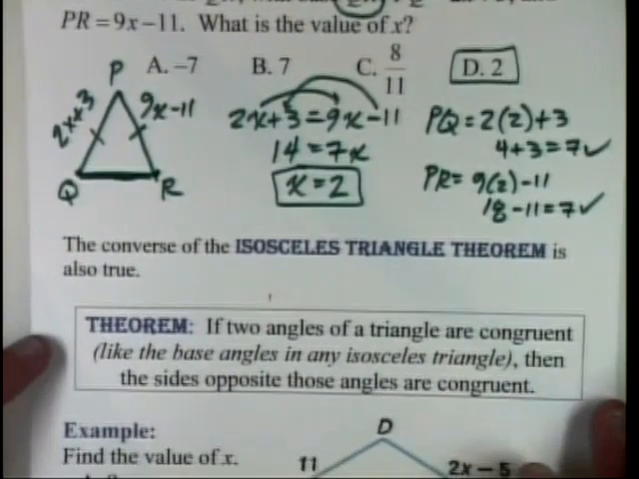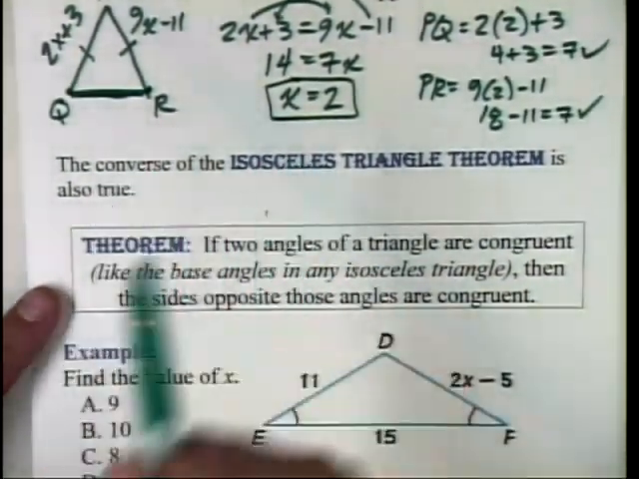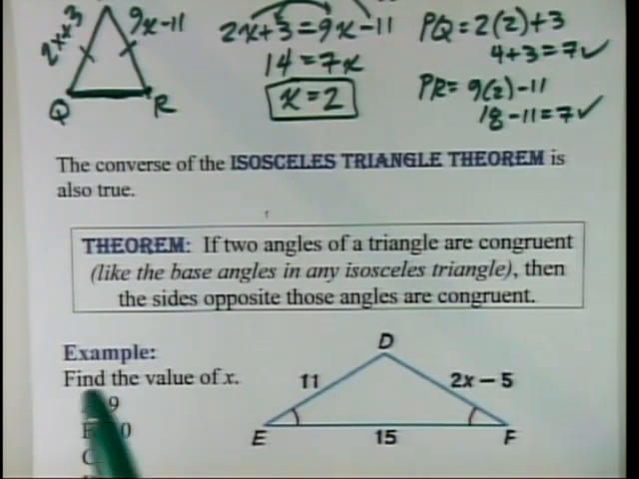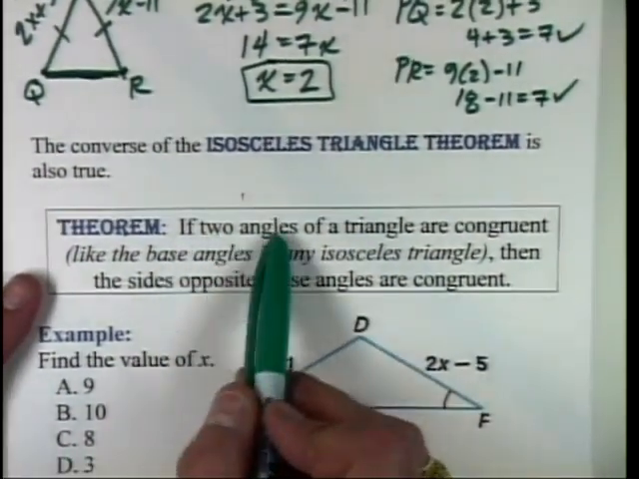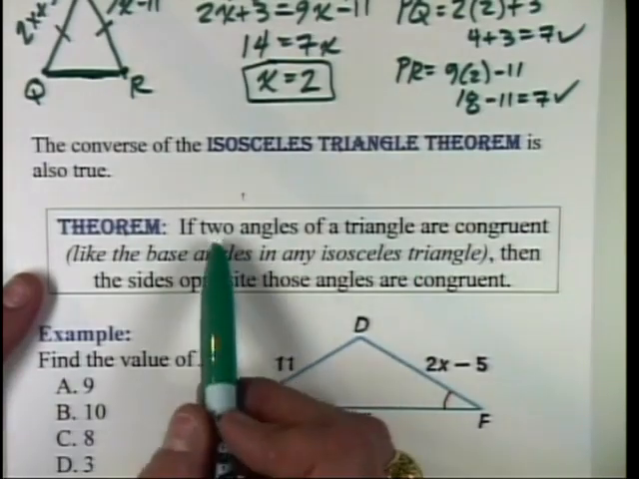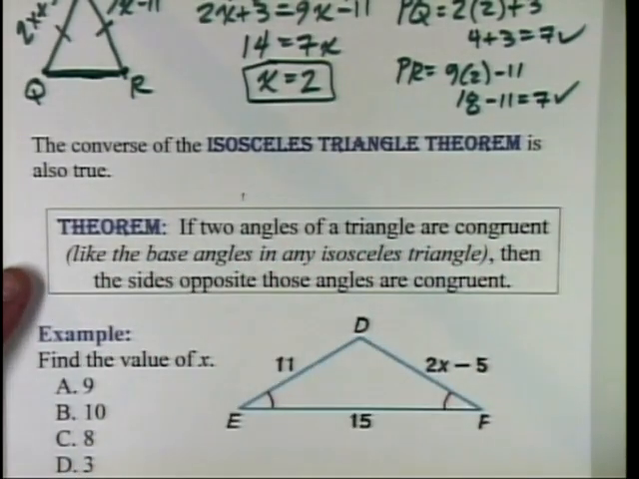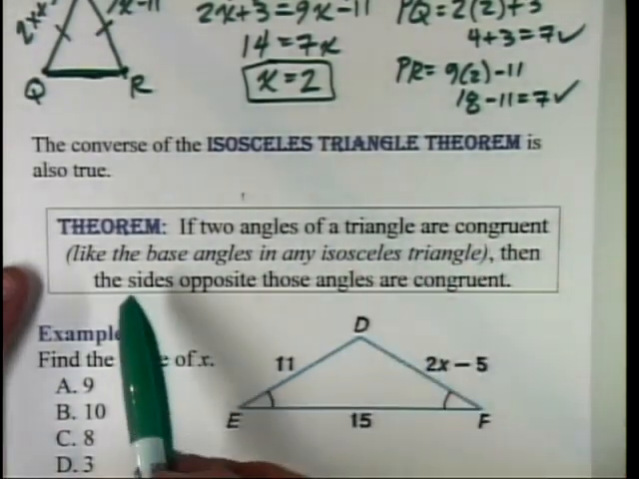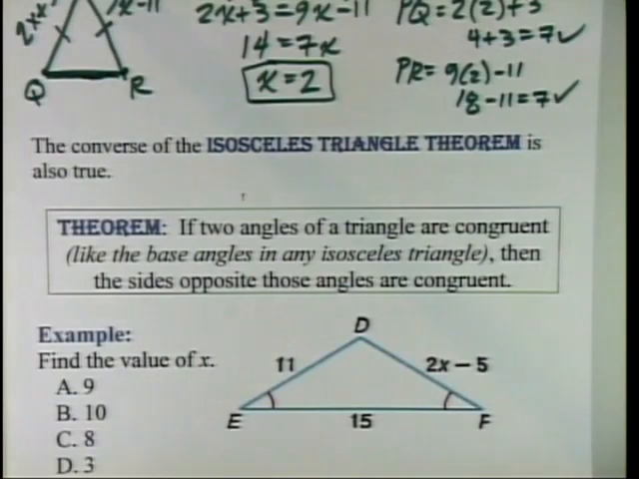All right. We've talked about the isosceles triangle theorem. Now we can look at the converse of the isosceles triangle theorem. Remember, the converse basically just interchanges the if and then part, the hypothesis and the conclusion. So instead of starting with two congruent sides, we're starting with two congruent angles. Here's what it says. If two angles of a triangle are congruent, like we know the base angles are in an isosceles triangle, then the sides that are opposite those two base angles, or congruent angles, are also congruent.